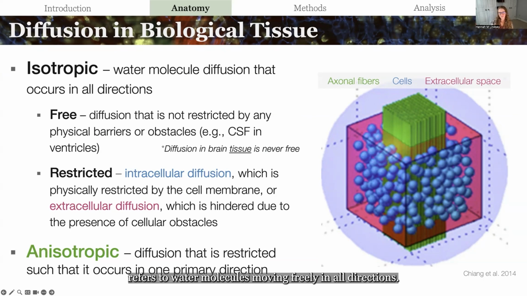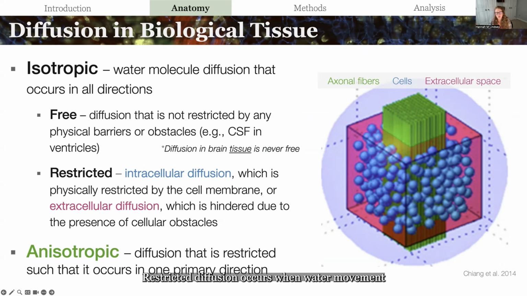Isotropic diffusion refers to water molecules moving freely in all directions. And this is typically seen in areas without physical barriers, like in the cerebrospinal fluid. However, in the brain, true free diffusion is pretty rare because of such a dense, complex cellular environment. So we do differentiate between free isotropic diffusion and restricted isotropic diffusion.